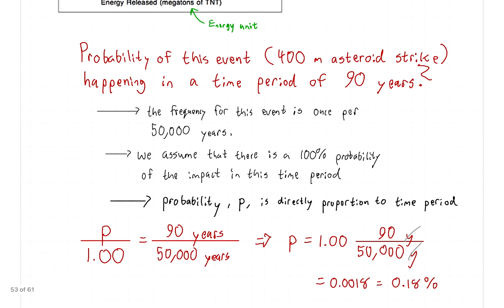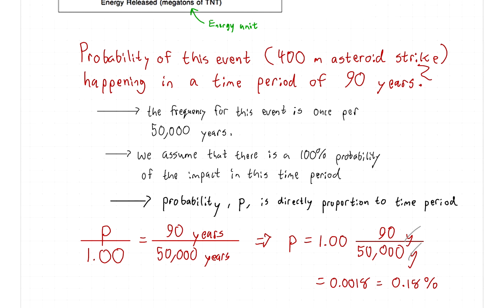Okay, so we set up a direct proportionality between the probability that we want to find, the 100% probability, which we represent as 1, and the two time periods: the 50,000 years where the impact is sure to happen, and the 90 years where it may happen. And we find out that the probability of the impact happening within any given 90-year period is just 0.18%. Less than 1%, about a fifth of 1%.